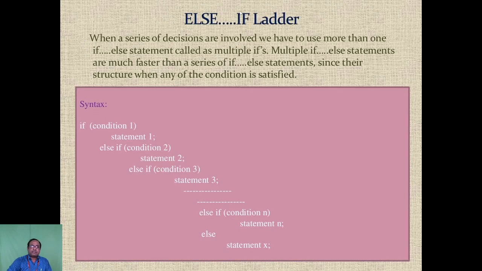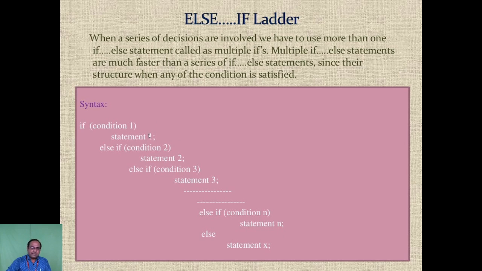The fourth one is the else if ladder. Suppose you are using a series of more if else statements, then we can use the else if ladder. Here we can have multiple if statements in a single program. So this is the syntax for the else if ladder. Here we have plenty of conditions: condition 1, condition 2, condition 3, up to condition n. Here we are using another statement, else if.